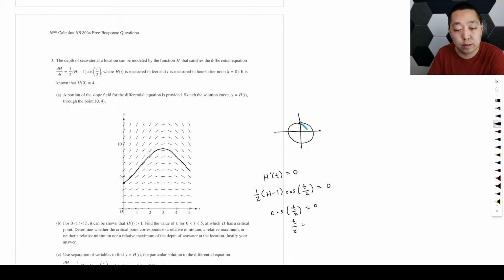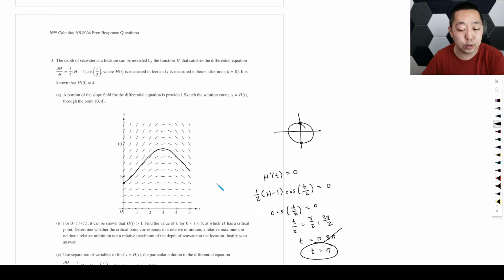And that's where cosine is 0 on our unit circle. Cosine is 0 at pi over 2, 3 pi over 2, and so on. 3 pi over 2 is like 10 over 2, this is like 9 over 2, 4.5. And then when you multiply by 2, that means t is equal to pi or 3 pi. 3 pi is definitely past 5, so it's just pi. t is equal to pi is the location.